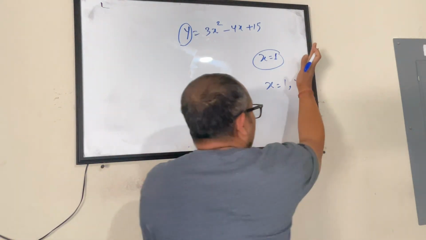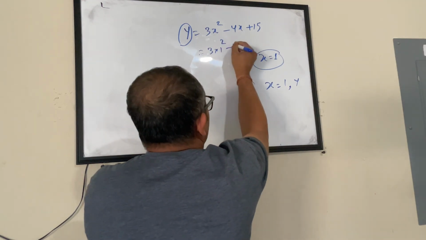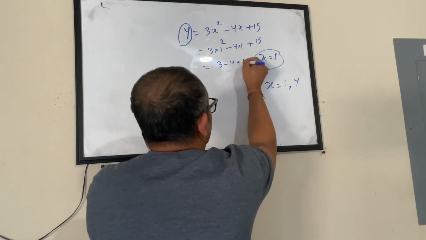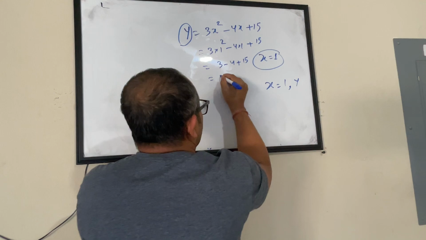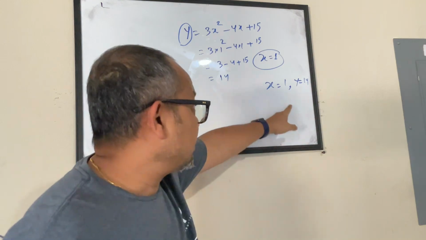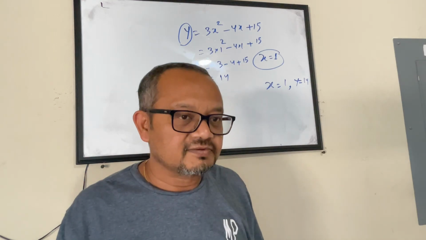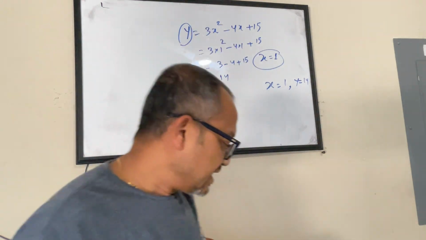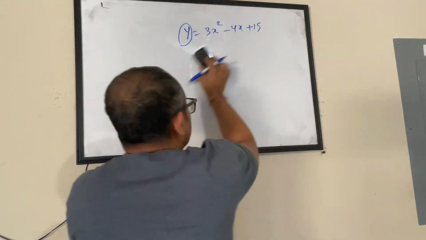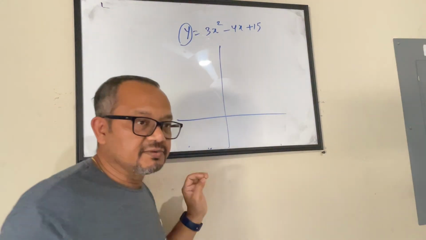Now if I say x equals 1, what will be the value of y? Let's figure it out. If x equals 1, 3 into 1 squared minus 4 into 1 plus 15. So 3 minus 4 plus 15 becomes 14. So y equals 14. This is the only possibility for x equals 1. You cannot have x equals 1 and y equals 12. This is what this contract says. So every value of x will have a corresponding value of y, and that is what we use for plotting it on a coordinate plane.